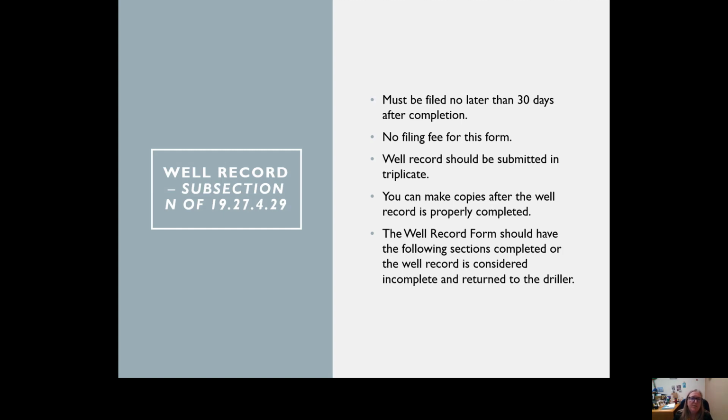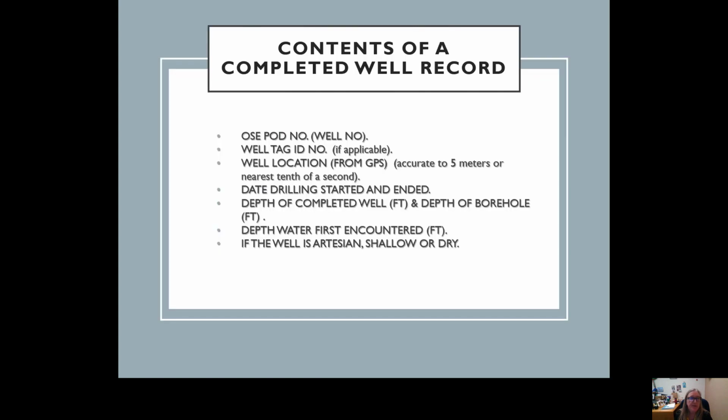The well record form should have the following sections completed, or the well record is considered to be incomplete and returned to the well driller. These are the contents that must be contained on the well record. The OSE POD number, which is the well number. A POD is a point of diversion, and so we want the well number.